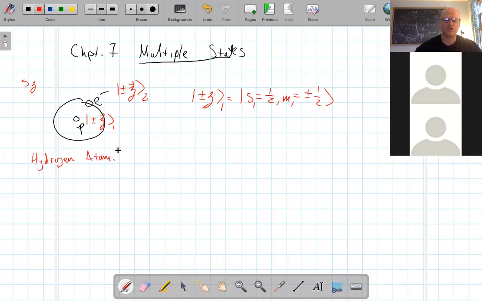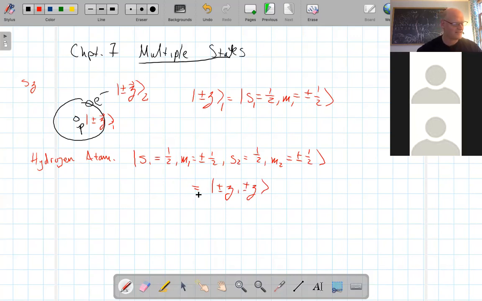Since the hydrogen atom itself is a combination of these two, I have to describe both particles simultaneously to fully describe the hydrogen atom. A natural way to do that is to say we have a total state, made up from the spin components of the first particle, along with the spin components of the second particle, M2 equal to plus or minus 1/2, which gives us a total state of plus or minus Z, plus or minus Z. We'll talk more about what this actually means in a second.